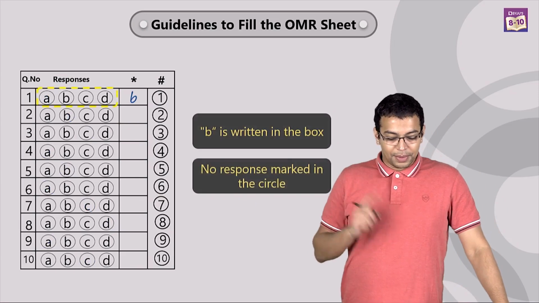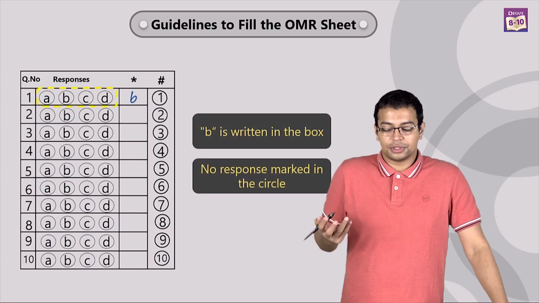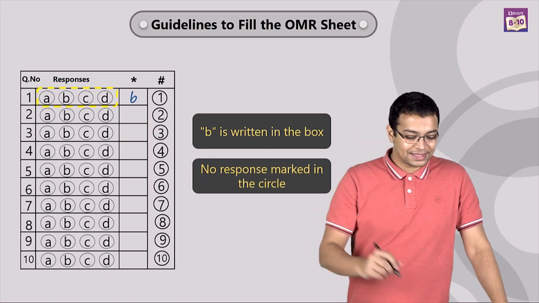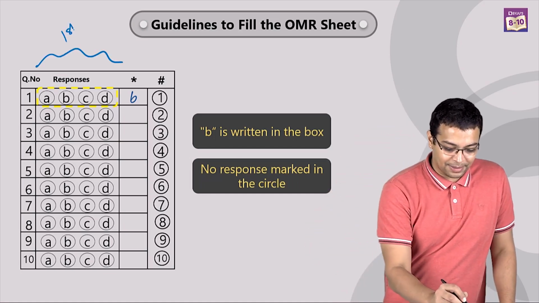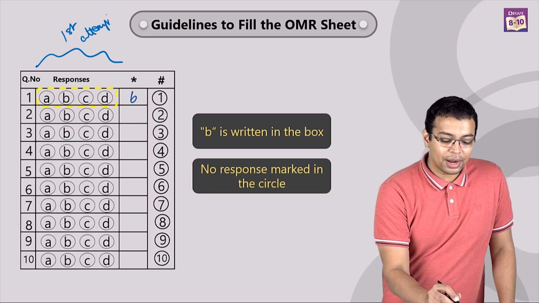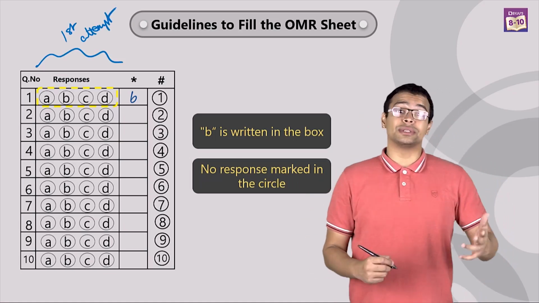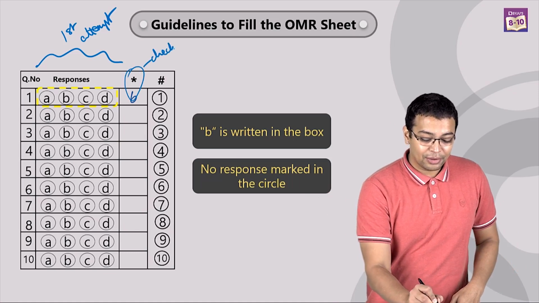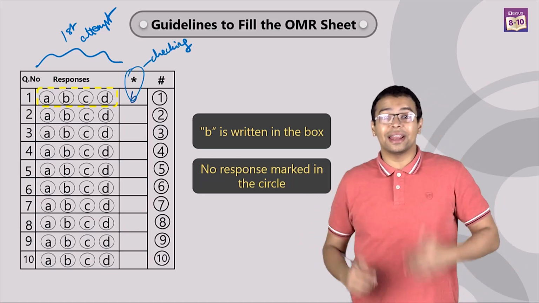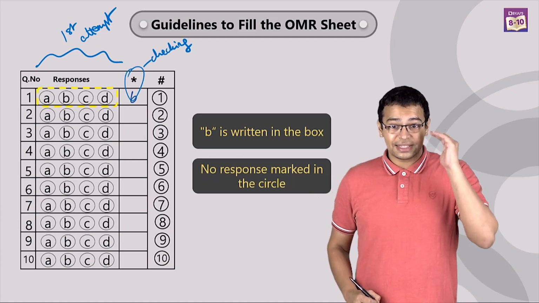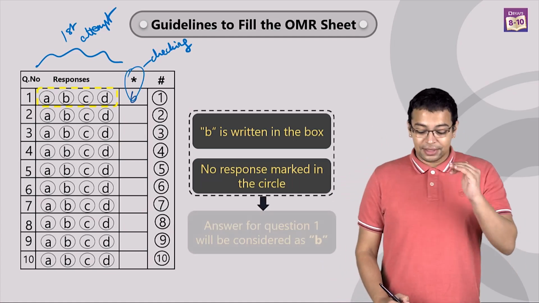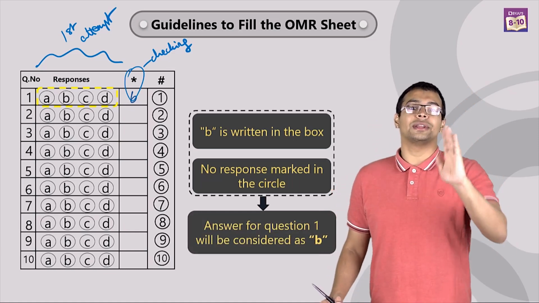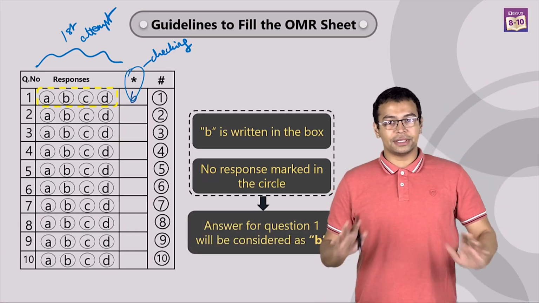Great. B is written in the box and no response is marked in the circle. Then what? Well, again, keep in mind, it means that when you were doing your first attempt, you were unsure about answering it or you decided to skip it. But when you're doing your checking, you realized that you want to answer this and B is the correct answer. You see, CBSE allows for that, which means this question will be evaluated with B as the answer that you've attempted. Okay, easy peasy, simple stuff.